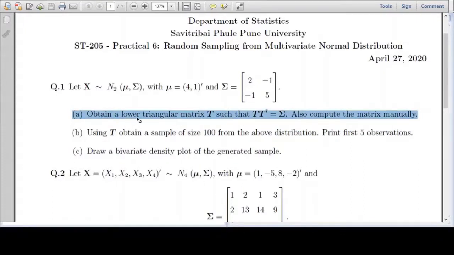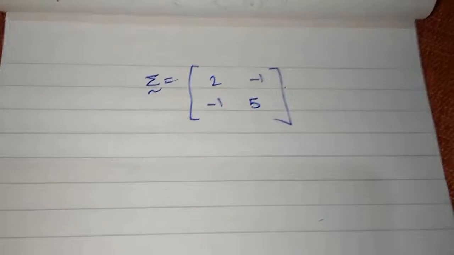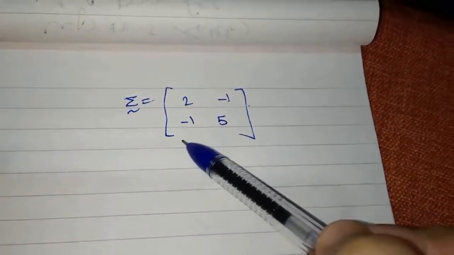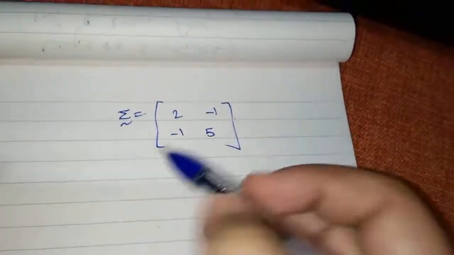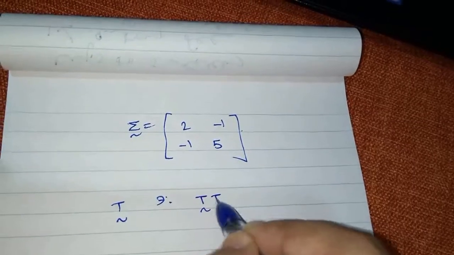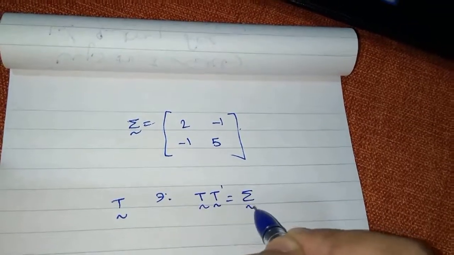Part A says obtain a lower triangular matrix T such that TT prime is sigma, and also compute the matrix manually, and then using this T we are supposed to obtain a sample of size 100 from this distribution. So the sigma matrix that is given to me is this: 2, -1, -1, 5. I'm supposed to find a lower triangular matrix T such that TT prime is sigma.